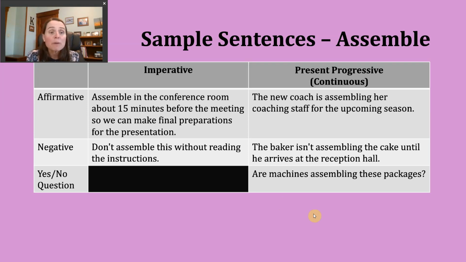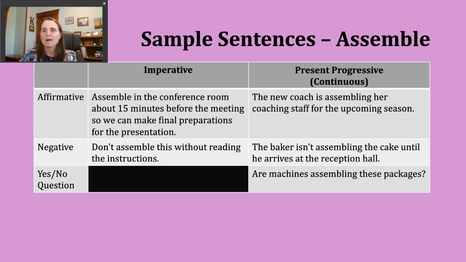Now, if we want to make negative present progressive sentences, again, we're going to pay attention to our subject. We're going to have our subject. We'll have a form of be that matches. So again, we've got to pick between those 3, but then insert not before your ing form the verb. Let's take a look at another example. The baker isn't assembling the cake until he arrives at the reception hall.